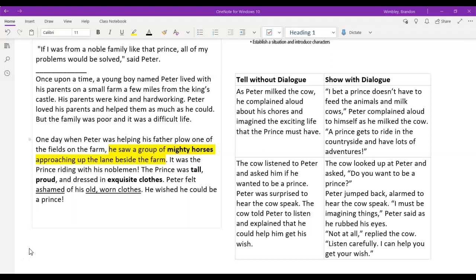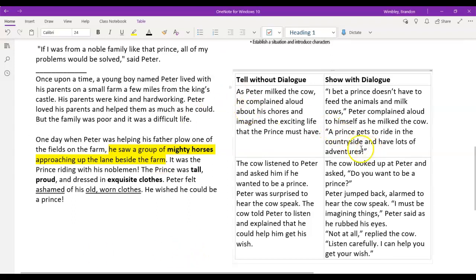So the next event I want to write about is Peter milking the cow and complaining that he wants to be a prince. When I planned this part of the fairy tale, I decided that the cow will suddenly speak and grant Peter his wish. I could write this scene without using dialogue, but that might be less interesting to the reader, especially because it's so surprising to see a cow speak. I mean, I want to know what this cow is saying, not just someone telling me that he's talking. This is also a good place to use dialogue, because dialogue lets me show what Peter is thinking and helps me develop his character.